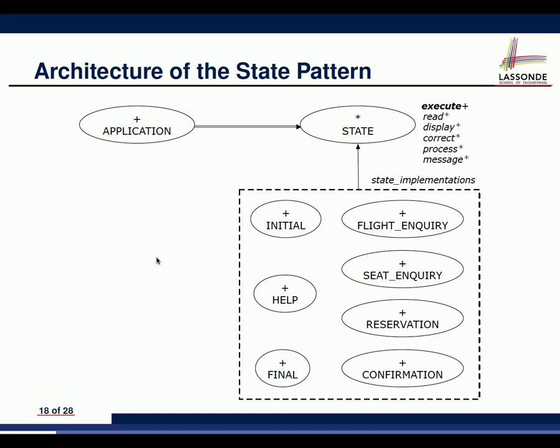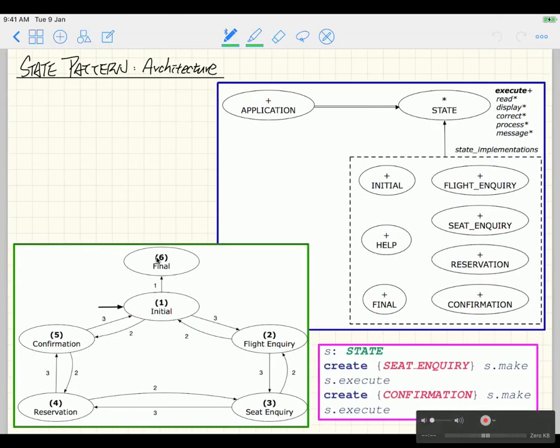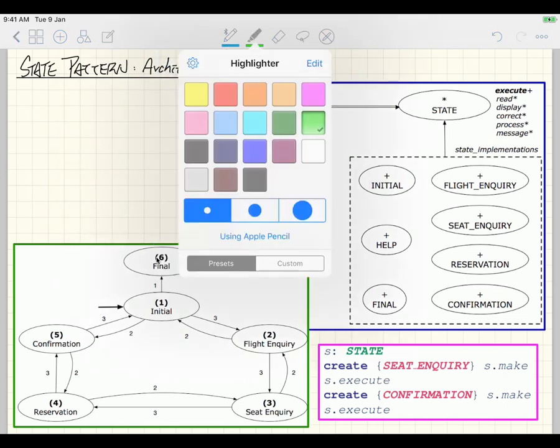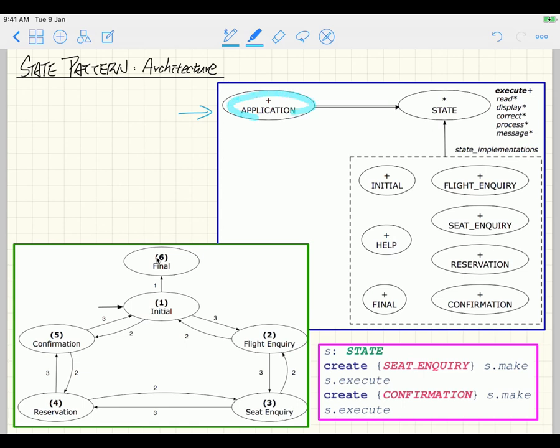Let's have a quick look, and now we'll highlight the important stuff for you. Let me go to a bigger diagram over here. This one here, that's the architecture for the state pattern. So we start with the client, which is some application, right? We have a client-supplier relation to just the top-level deferred class called STATE. Number one. So what do we have to declare in the state class? Let's see exactly what's going to happen here.